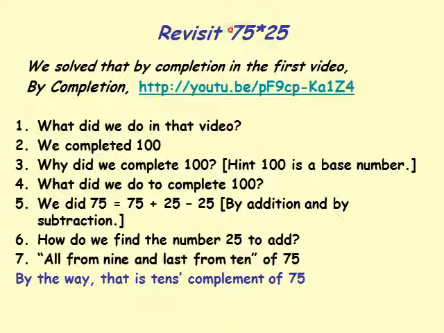We are trying to complete 100 of 75. So we do all from 9 and last from 10 of 75, which is 25. So we added and subtracted 25. We found the number 25 from applying all from 9 and last from 10. By the way, this is the tens complement of 75. Let's continue.